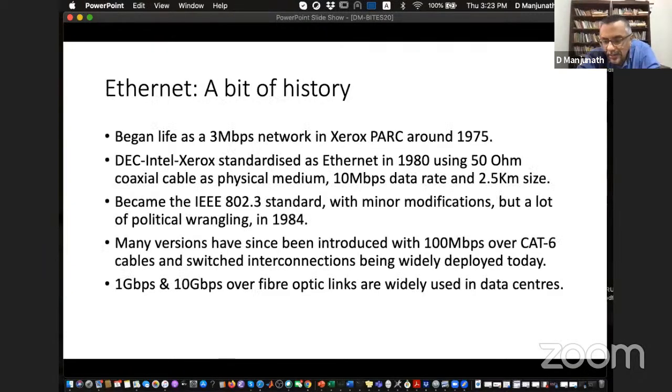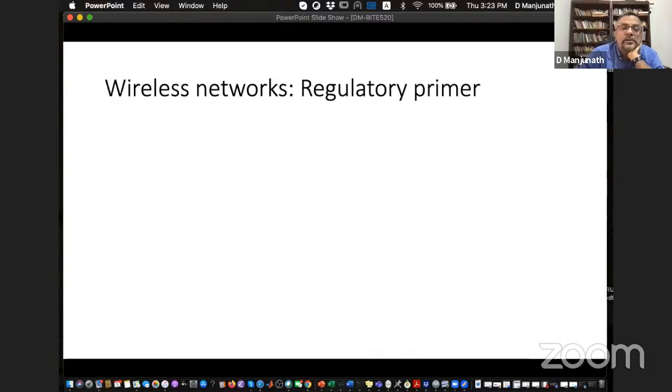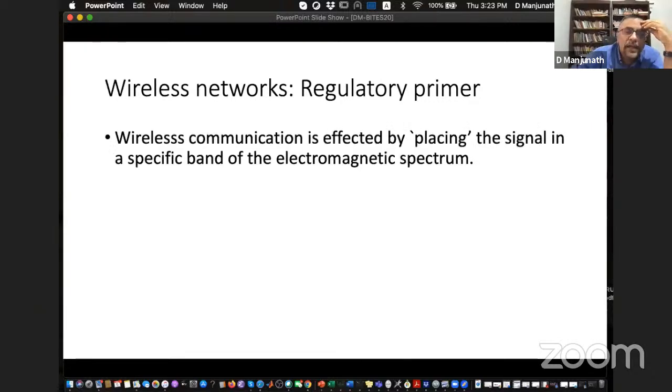Okay, so that's about the background to multiple access networks. Now let's get to wireless networks, and let's see how regulation plays a role. Regulation here, I mean the law of the land. Okay, so what does the law of the land here mean?